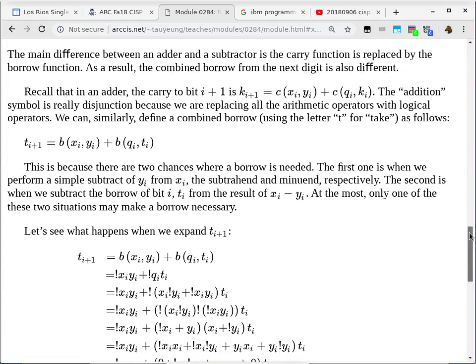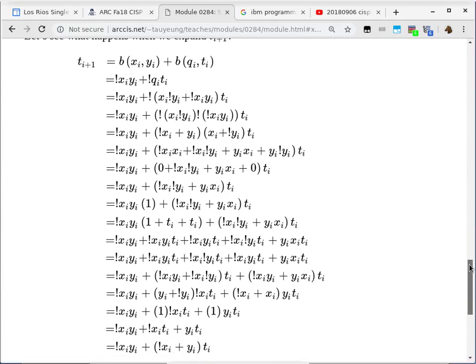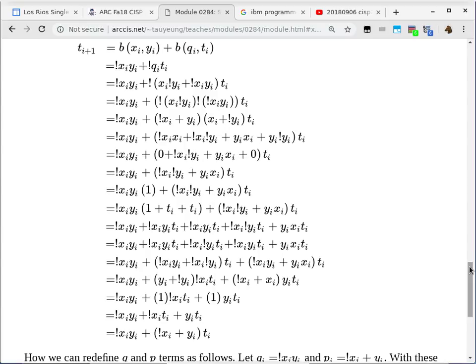So now we get to this gigantic big mess of a proof. Why do you think this is important? Why don't I just erase everything in between and start with ti plus 1 equals the negation of xi yi plus the negation of xi plus yi, and then the whole thing times ti. Show the work, but why is that important?